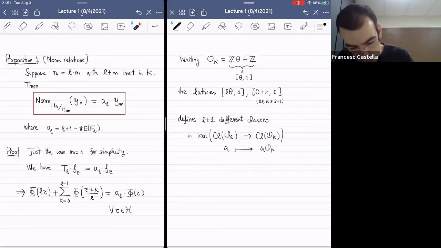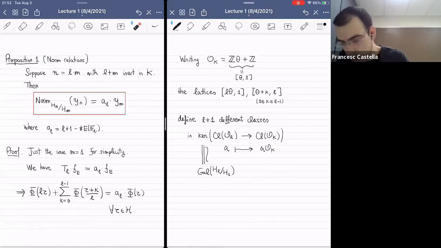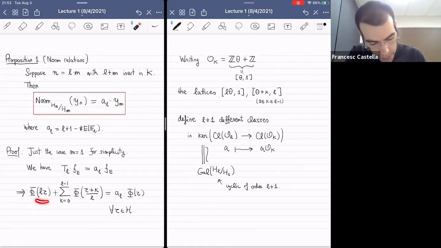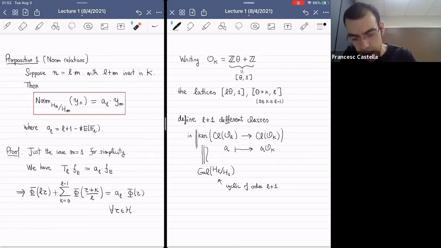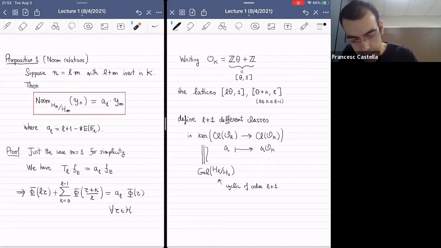Okay, but this kernel is isomorphic by class field theory to the Galois group of H_L over H_1. And again, using class field theory, one checks that the Galois group of this extension is actually cyclic of order L plus 1. So in other words, what we're getting here corresponds to a complete representative for all the elements in this kernel, and therefore all the elements in this Galois group. And one of these lattices is actually O_L.